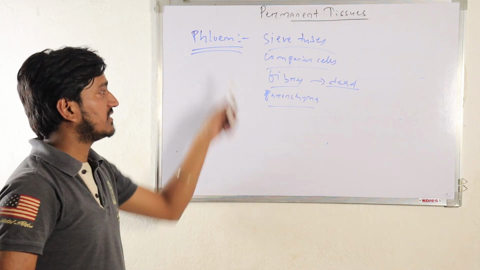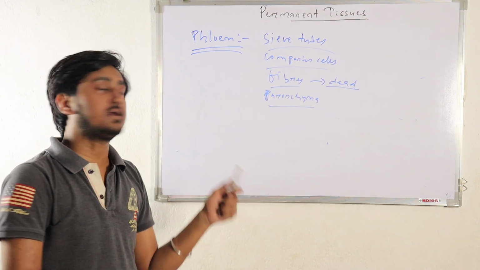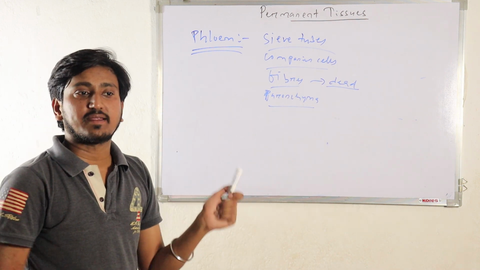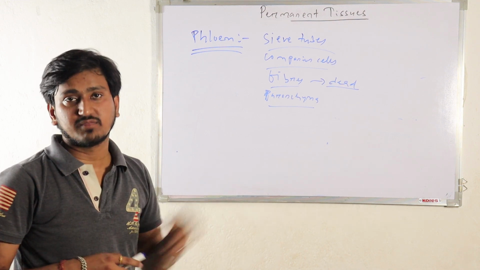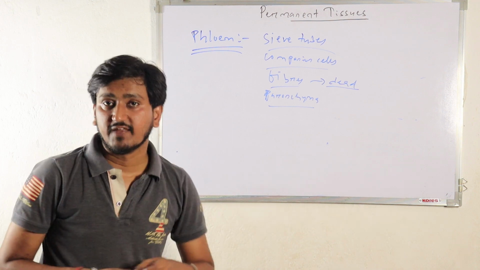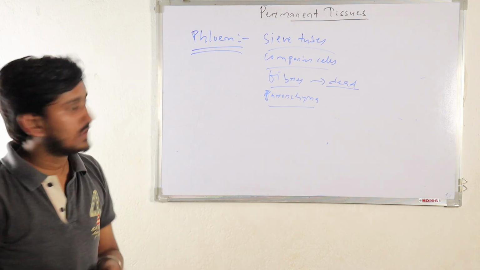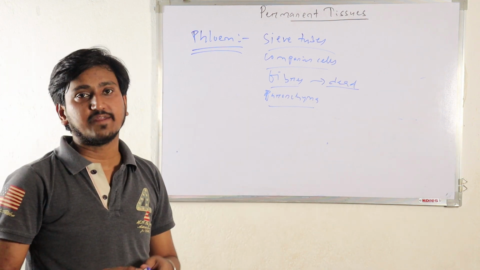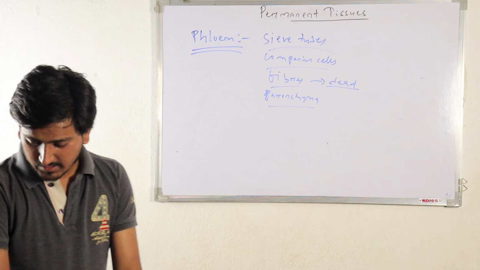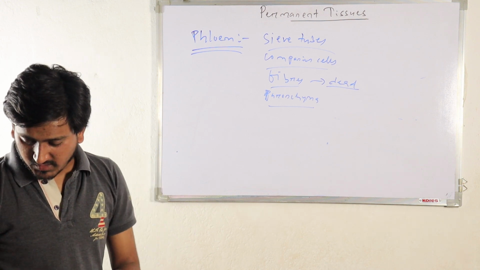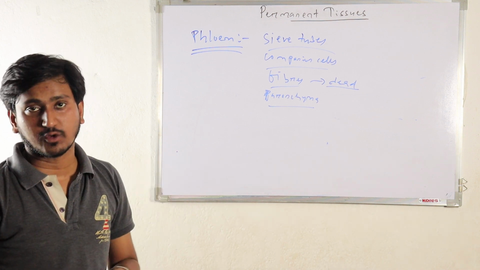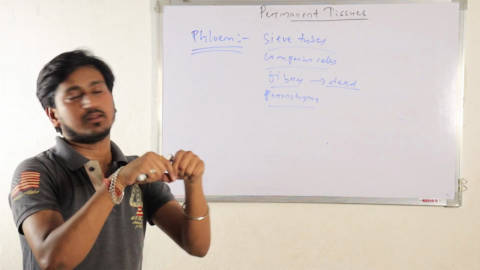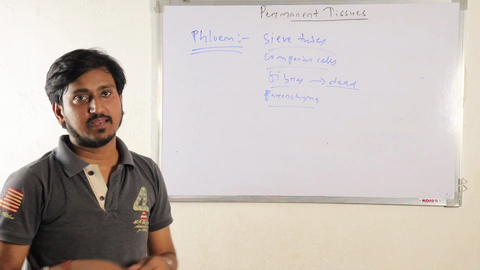Here most are living because they need to conduct the food particles, and food particles cannot be conducted in dead tissues or dead cells. That is why most of the components of phloem are living except the fibers, which are dead. Again, fibers are there to give mechanical support. As for the location, the xylem is centrally located in the plant body, and the phloem is just located at the periphery of the xylem.